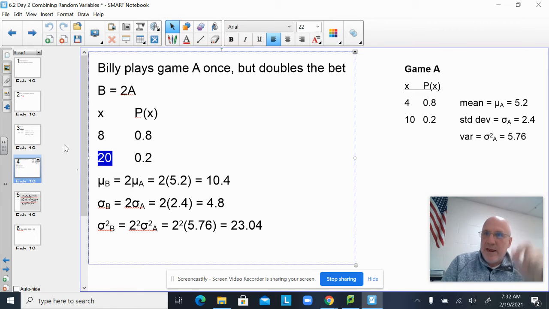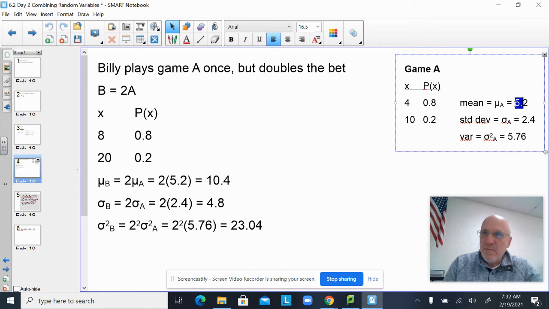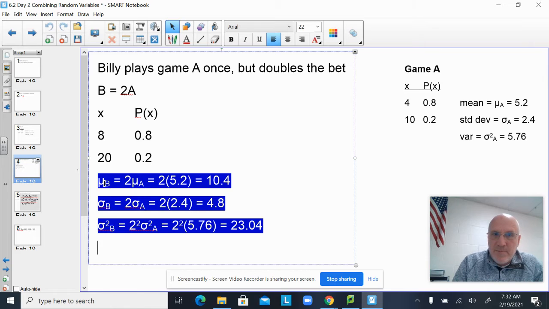And remember, this kind of did what we thought. Over here on the right, there's my original information about game A, just so we have it in front of us. The mean of B would, in fact, just be 2 times the mean of A. Since the mean of A was 5.2, the mean of B would just be 2 times that, which is 10.4. Standard deviation was just 2 times the original standard deviation, which is 2 times 2.4, which is 4.8. And then, of course, the variance would just be 4.8 squared, which is 2 squared times this 5.76, which is 23.04. So that's just a linear transformation, taking game A and multiplying it by 2.